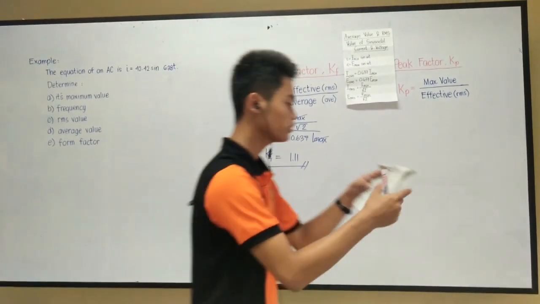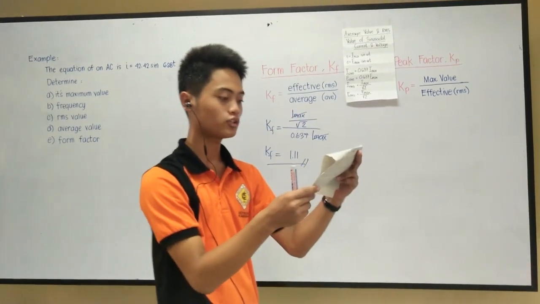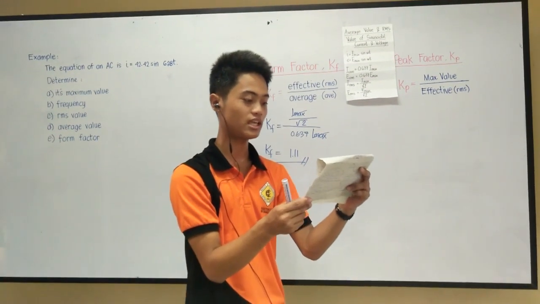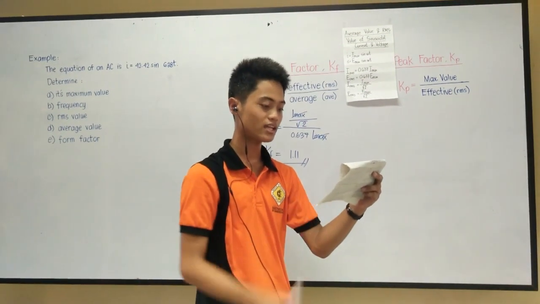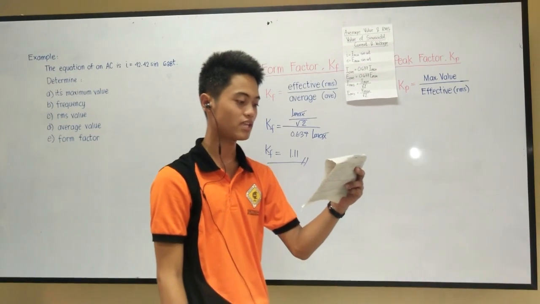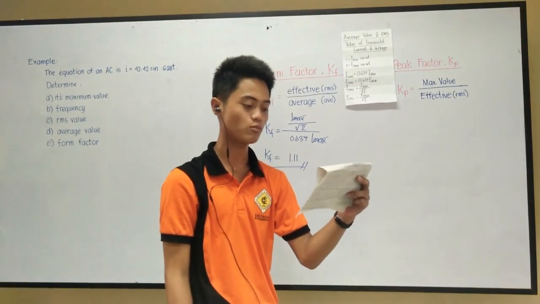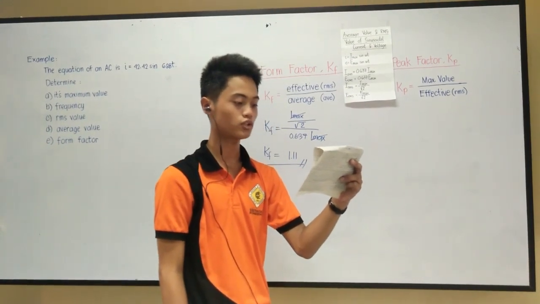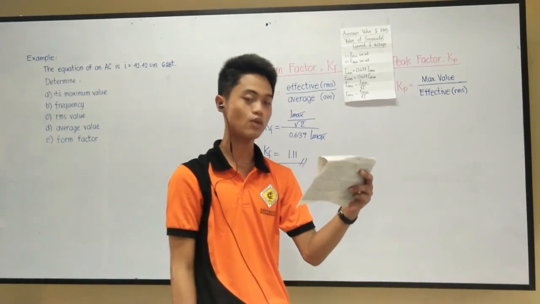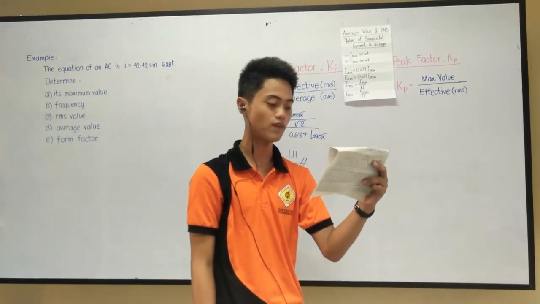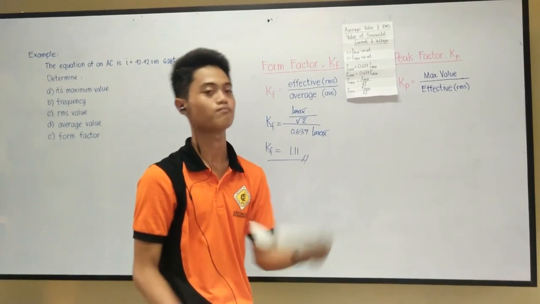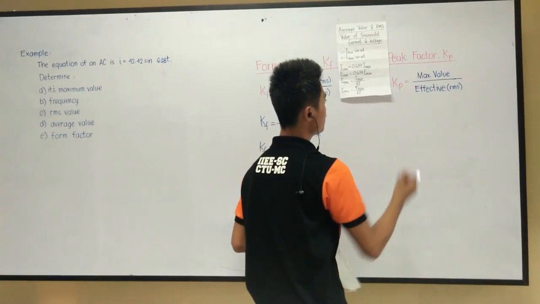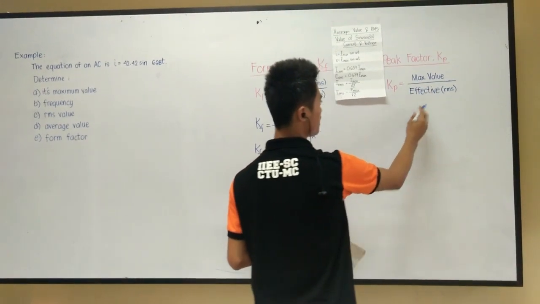Now, let's go to the peak factor. Knowledge of the peak factor of an alternating voltage is very essential in determining the dielectric strength, since the dielectric stress developed in any insulating material is proportional to the maximum value of the voltage applied to it. Peak, crest, or amplitude factor of a periodic wave is defined as the ratio of maximum or peak to the effective or RMS value of the wave. So here, peak factor Kp is the ratio of the maximum value over the effective RMS.